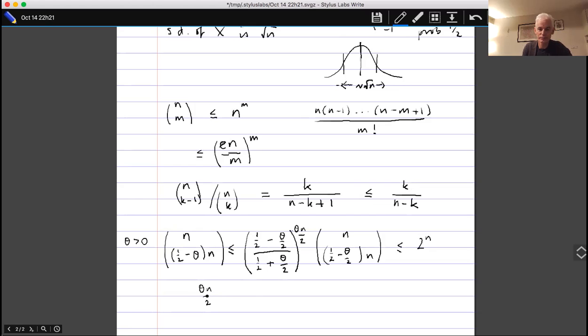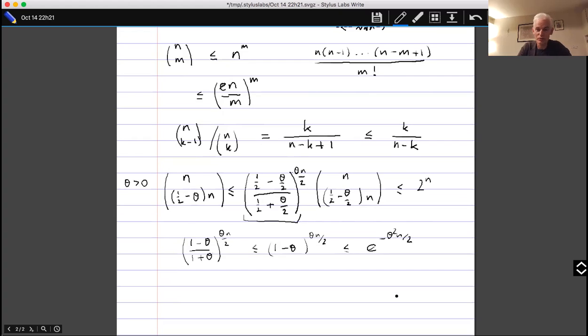And so let's get rid of that. So what about this thing here without the power? Well, no, I'll have the power. So it's 1 minus theta over 1 plus theta to the theta n over 2, which I'm going to be very unambitious and say that's less than or equal to 1 minus theta to the theta n over 2 because the bottom is bigger than 1. And that's less than or equal to e to the minus theta squared n over 2.